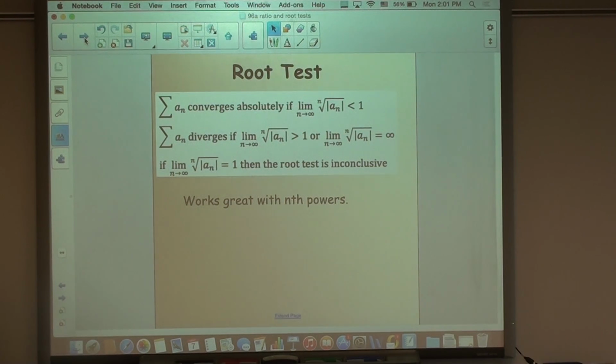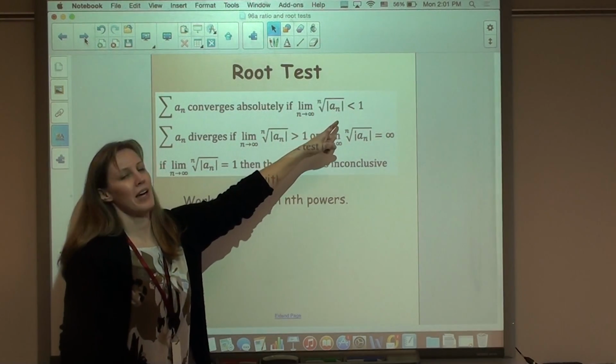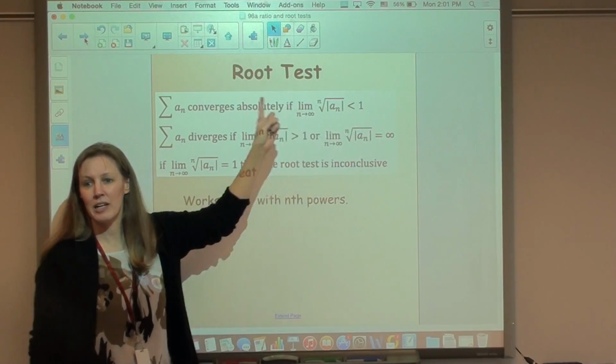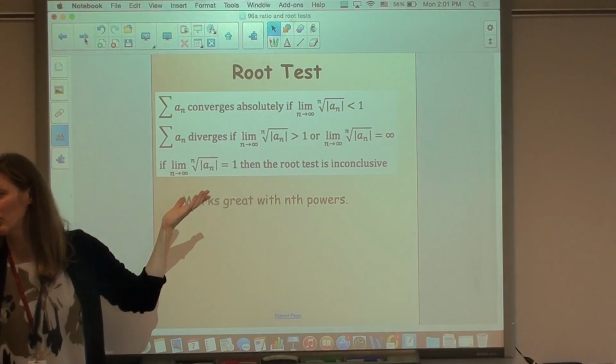So here's what the root test says. It's similar to the ratio test. It says when you take the limit as n approaches infinity of the nth root of the absolute value of a sub n, if you get an answer that's less than 1, it converges. If you get an answer that's greater than 1, it diverges. And if you get an answer that equals 1, it is inconclusive.